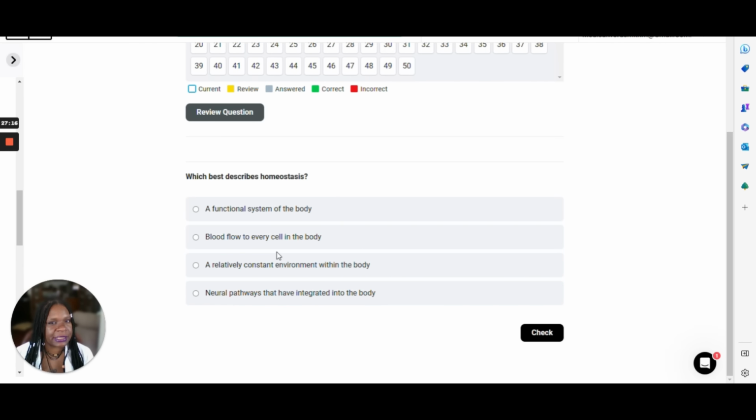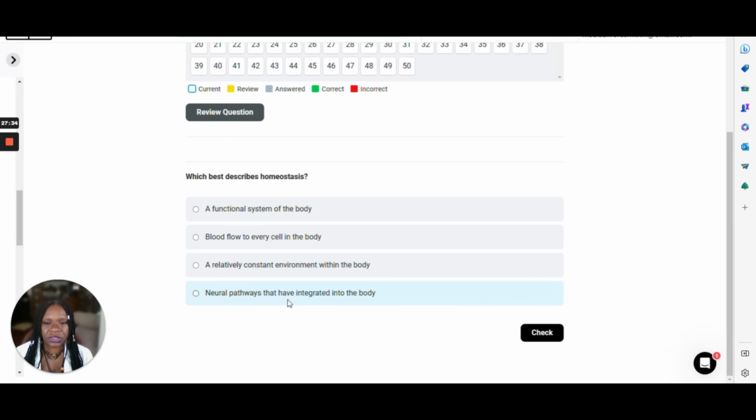So, which are you guys thinking you can eliminate right away? Right here, I know I can say that homeostasis has nothing to do with the blood flow into every cell of the body. I'm going to get rid of that one. And I'm also going to get rid of homeostasis is not a functional actual system in the body. We know that that's not true.